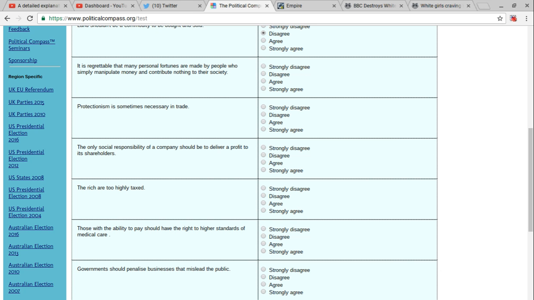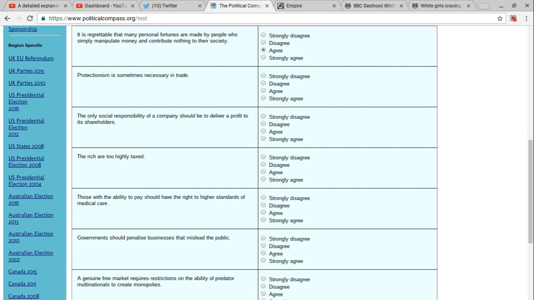I mean, it's not like currency speculation, I'm assuming, but I don't know. I wish there was a middle one that says neither. I'll agree.